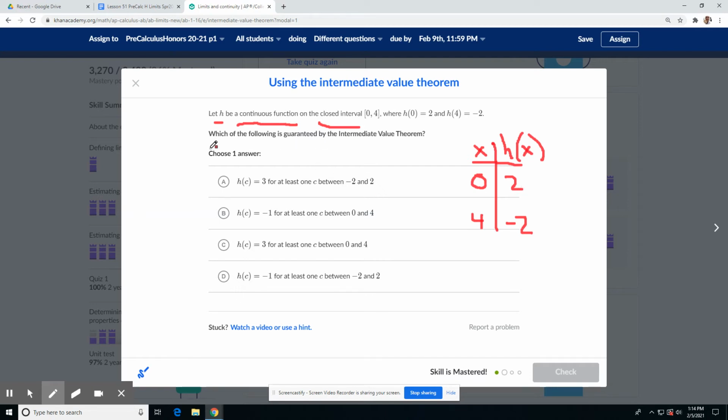Which of the following is guaranteed by the intermediate value theorem? So h of c is 3? 3 is not even possible. 3 is up here, so that's not inside of our outputs. h of c is equal to -1. Is -1 in here? It could be, for at least one c between 0 and 4. Yes, that sounds right. So there has to be at least one.